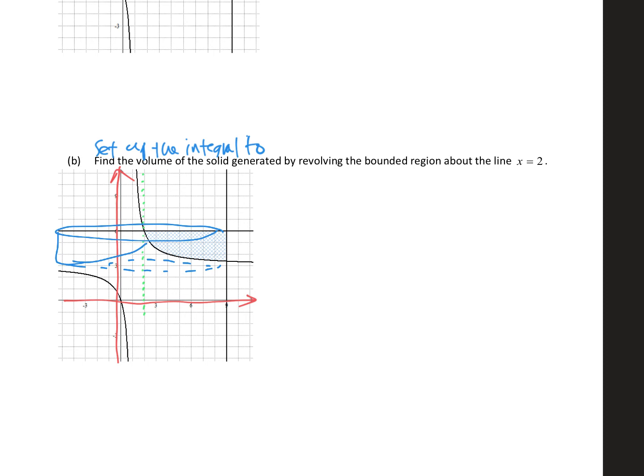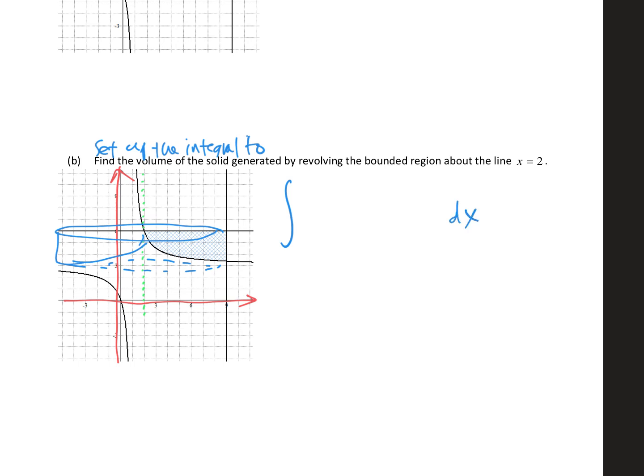Okay, so here I'm going to set it up. I can do cross section, or I can do shell, and just because we're doing shell, I can try cross section later, but here I'm going to do it by shell. I'm rotating about this line, which looks like the y axis. So this is x equal to some number, a vertical line. That's basically a y axis. So I'm using the cylindrical shell method, rotated about the y axis. Then I'm going to do dx, right?